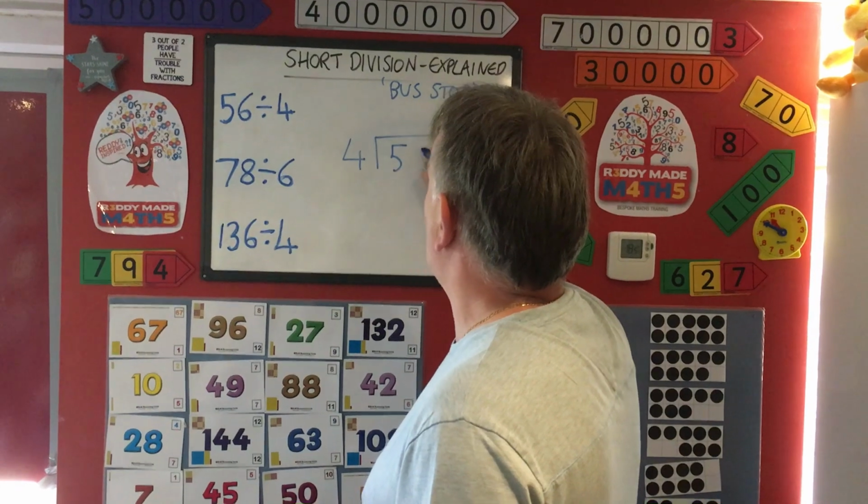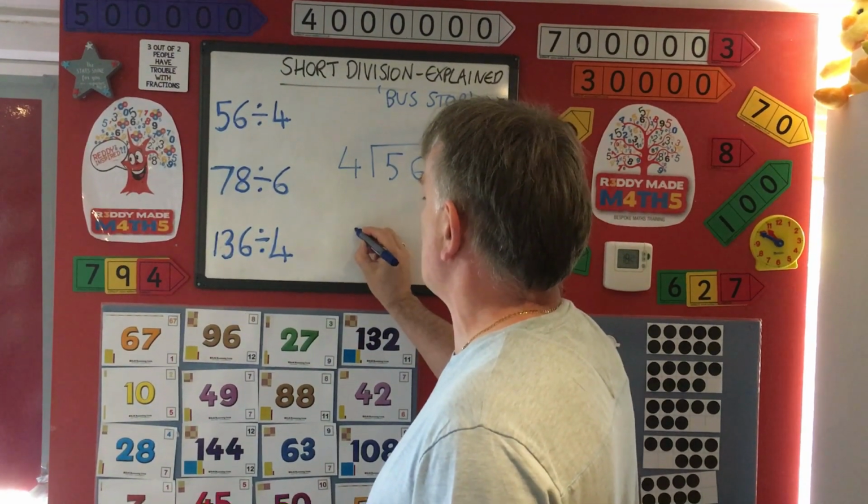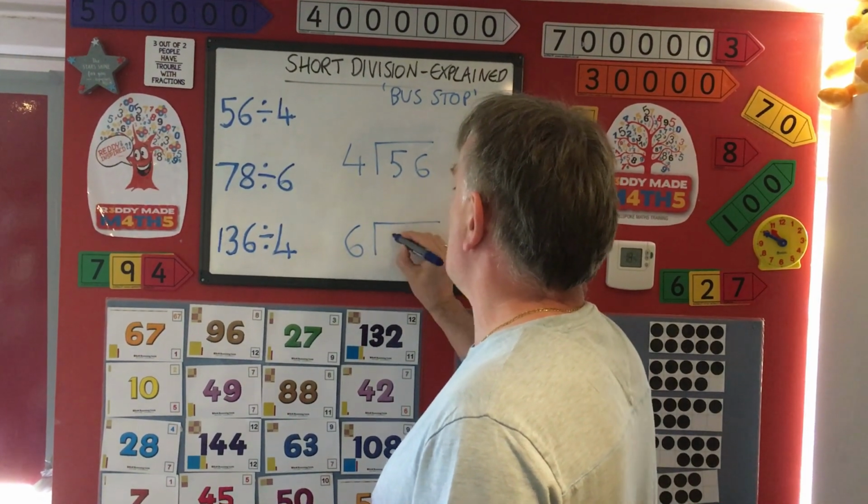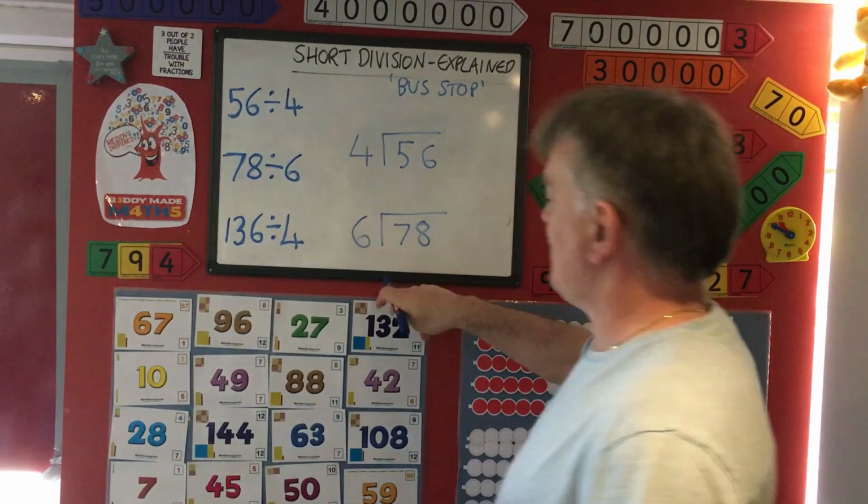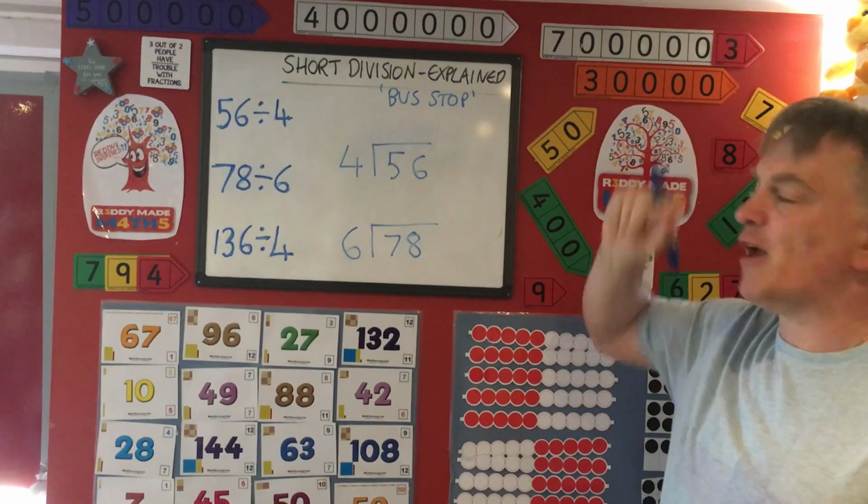I'm going to write that one on. I'm also going to write 78 divided by 6. I'm going to write them in that conventional format of the kind of traditional bus stop method.